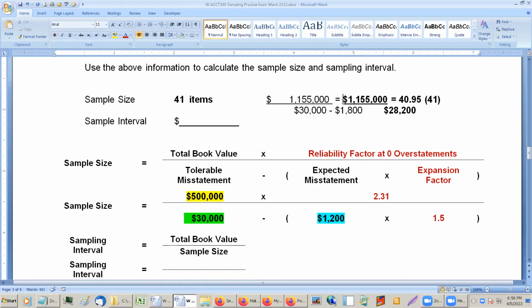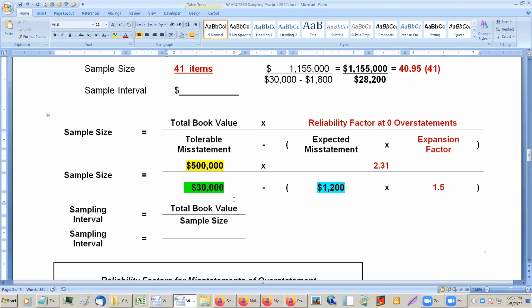Oh, I did something weird with the spacing here. Oh, I see what I did. Sorry about that. Yeah, so this would be the 41 items.